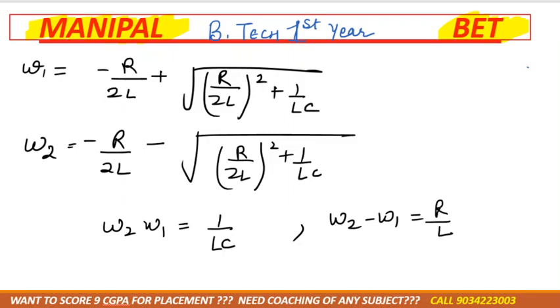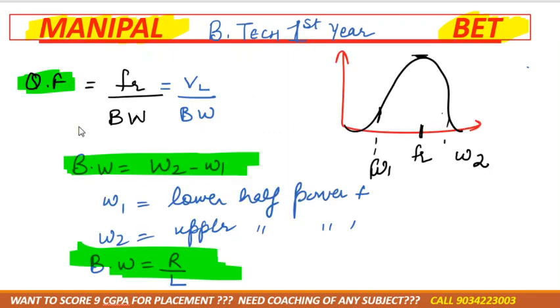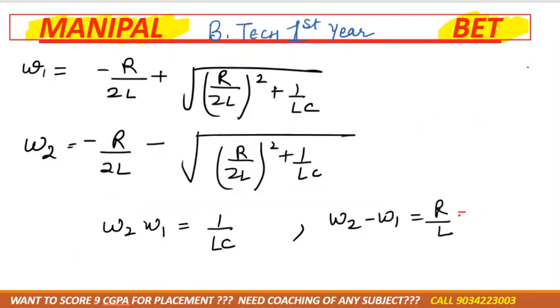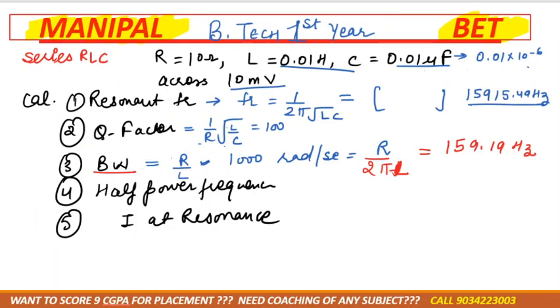See, I told you the formula. Omega 2 minus omega 1 is equal to bandwidth only, right? Bandwidth is equal to omega 2 minus omega 1, and that is R by L. But this will get it in radian per second. If you calculate bandwidth R by 2 pi L, that would be in hertz. So that depends on you, whatever they ask or whatever you want to calculate.